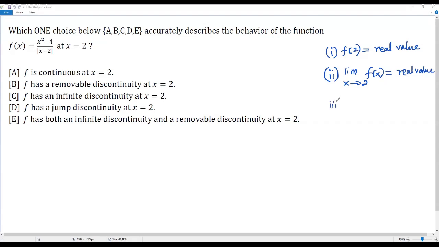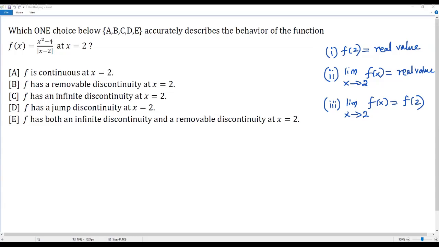Okay, now the third condition. I have to check the results of step 1 and step 2. Both values must be equal. That's the third condition: the limit as x tends to 2 of f of x must be equal to f of 2. The limit is the result of step 2, and f of 2 is the result of step 1. So both these values must be equal. If all three conditions are satisfied, then I can say that the given function f is continuous at x equals 2.